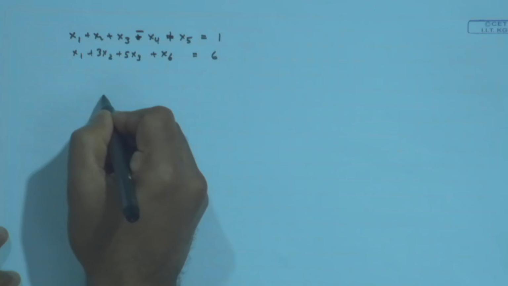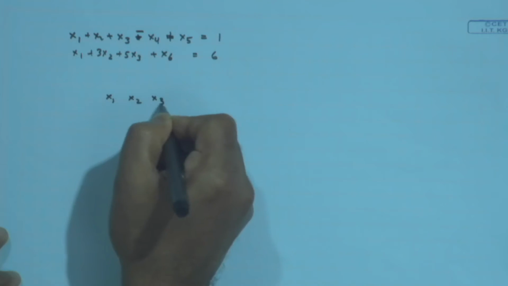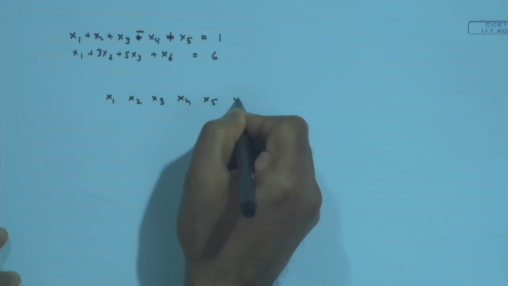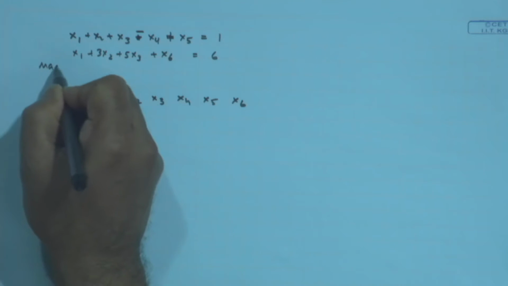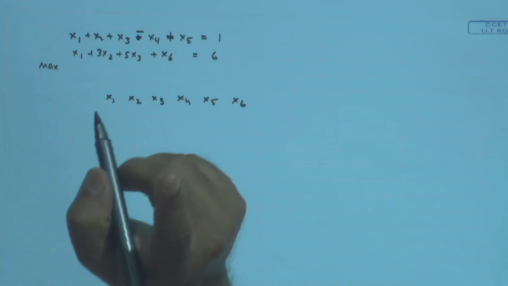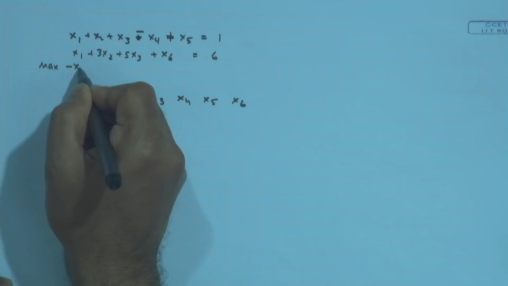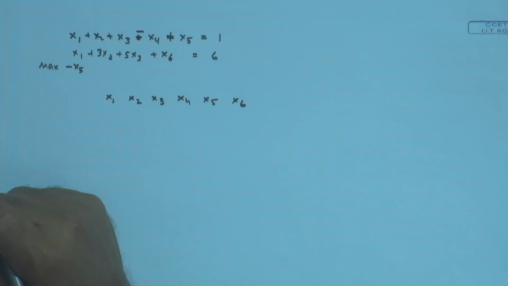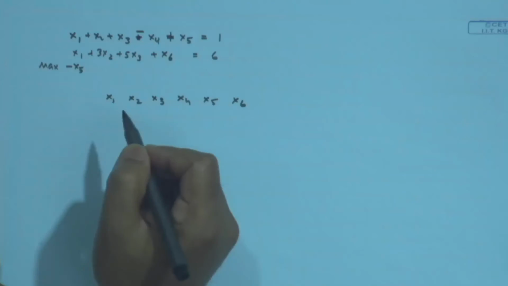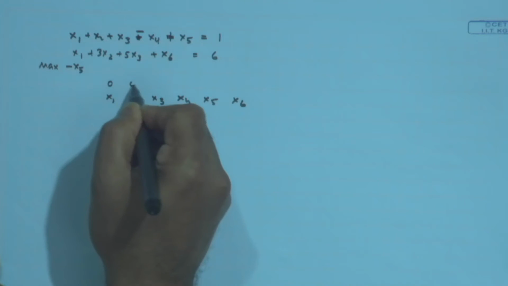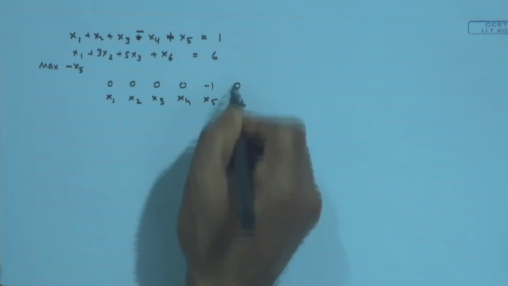Okay, and what is the objective function? So let's first write x1, x2, x3, x4, x5, and x6. And now what are we minimizing or maximizing here? We are doing the dual phase now. Minus x5, good. Everybody agrees? Why? Because x5 is the artificial variable and we want to get rid of it. So we are going to minimize x5 or maximize minus x5 with the condition that x5 is greater than or equal to 0. So it should eventually come to 0. Now if this is the objective function, what are the coefficients? 0, 0, 0, 0, minus 1, 0.